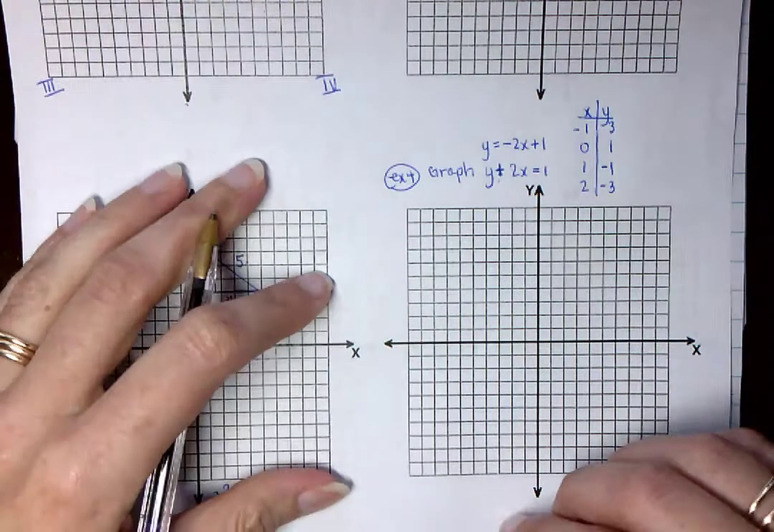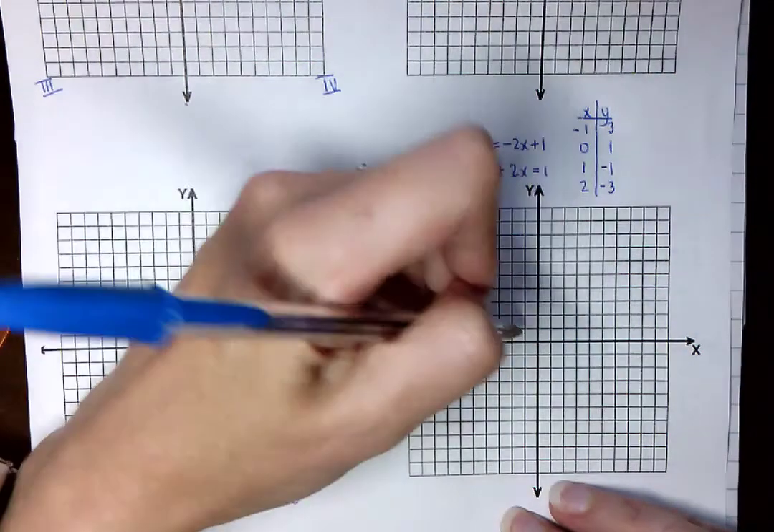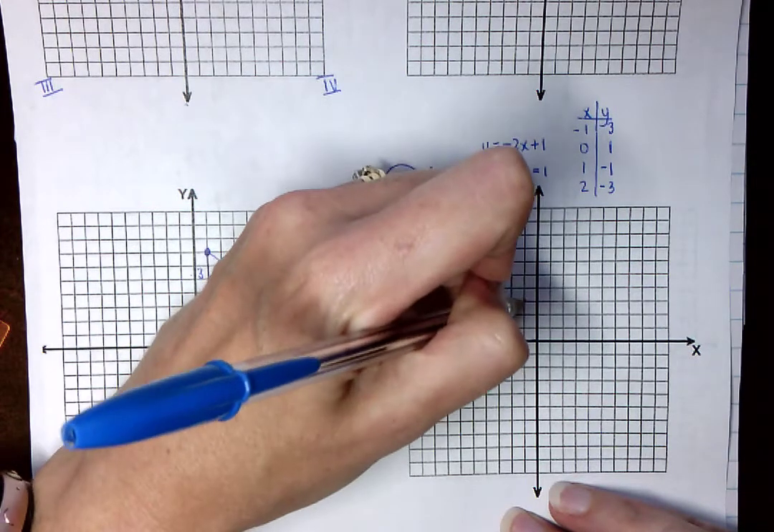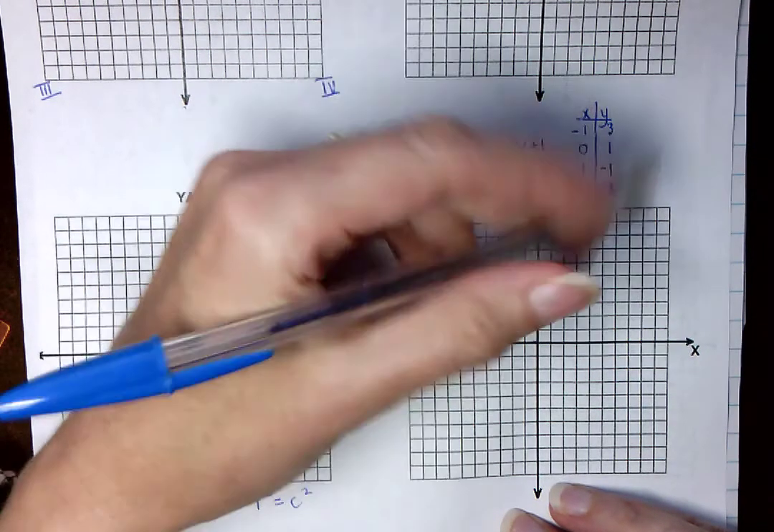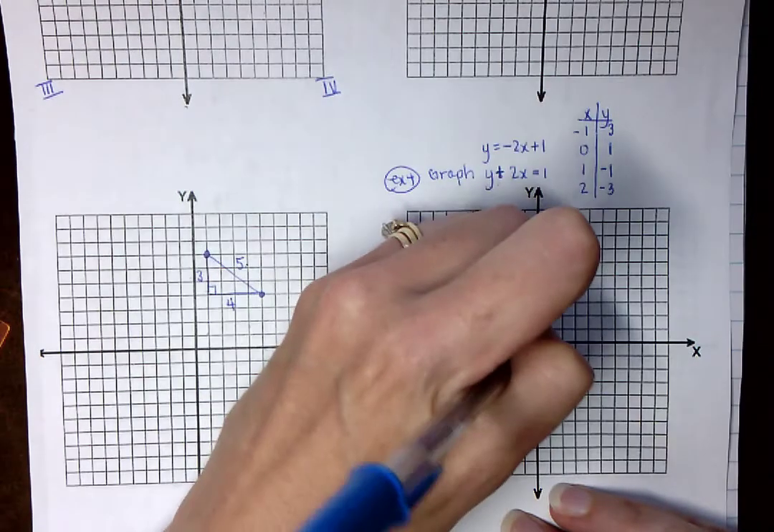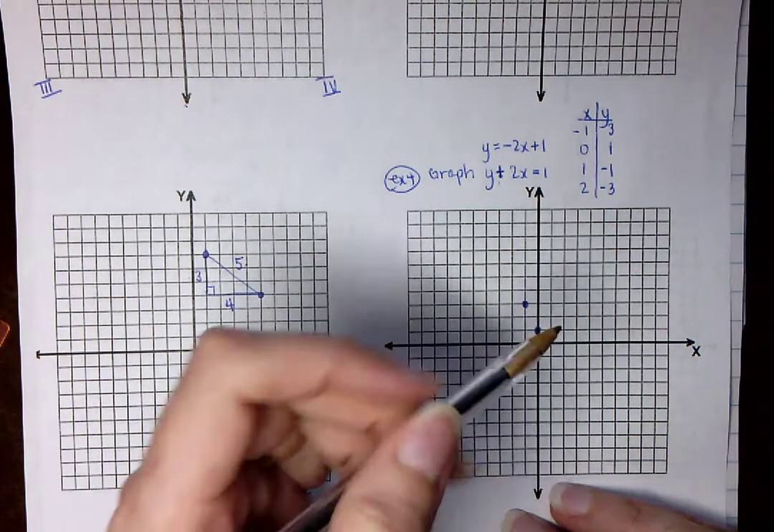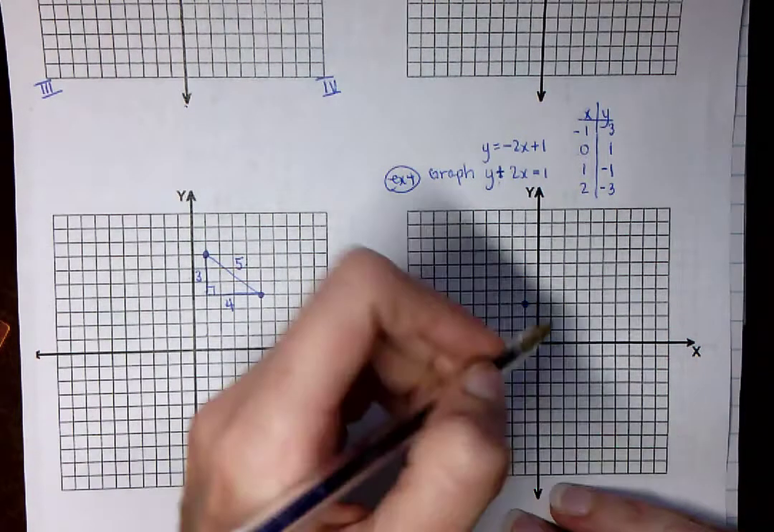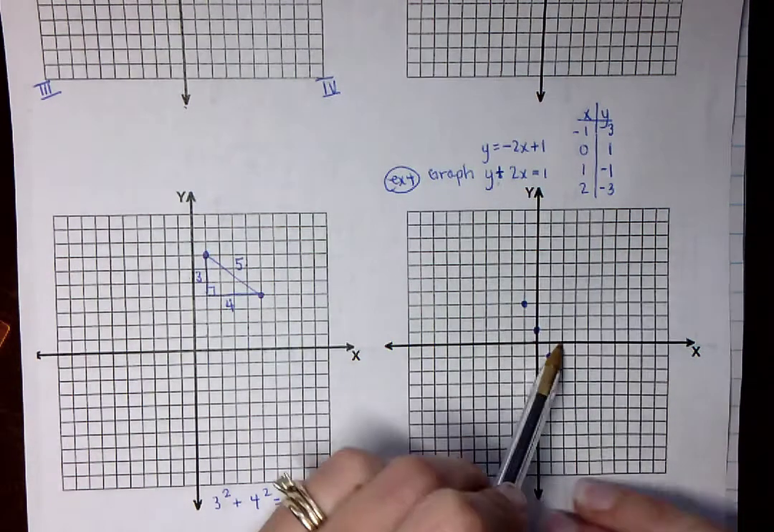And now we're going to plot these. So we've got -1, 3. So we go left 1, up 3. Not going left or right. We start in the middle. We don't go left or right. We just go up 1. Okay? So that goes there. Then we have 1, -1. So that means go right 1, down 1. And lastly, right 2, down 3.